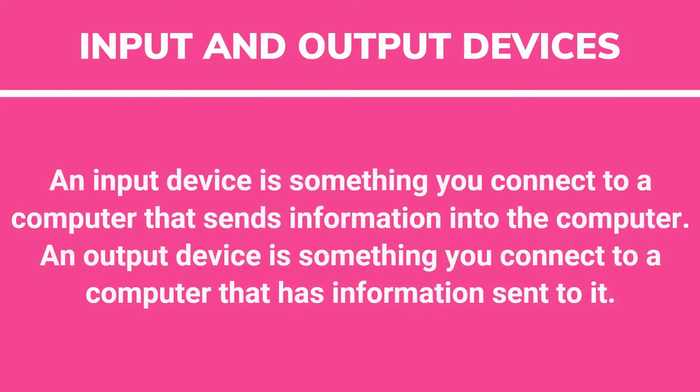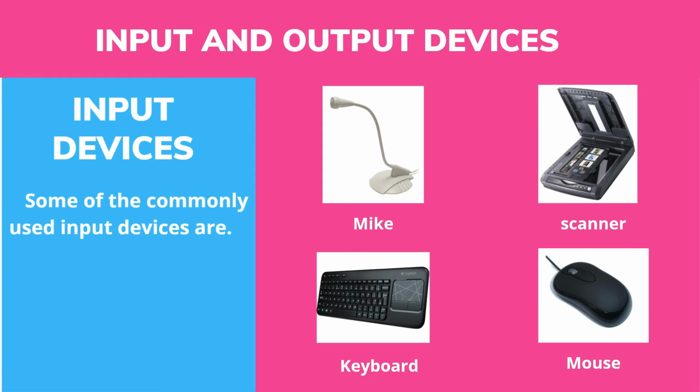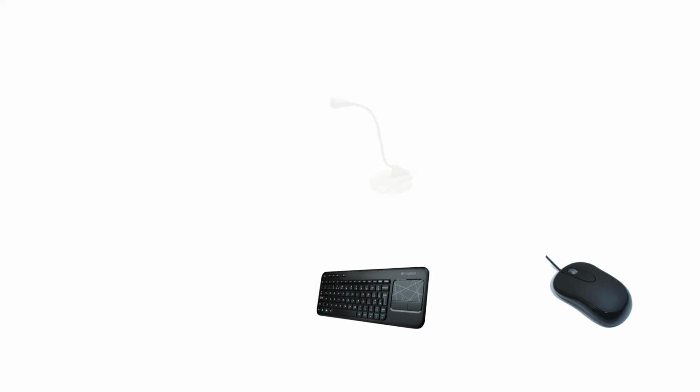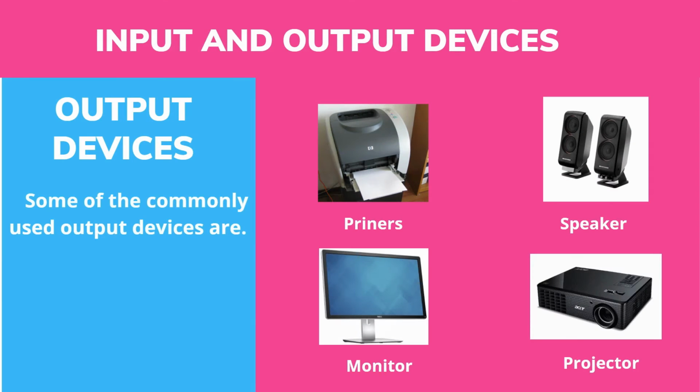Next, we will see some commonly used input and output devices. An input device is something you connect to a computer that sends information into the computer. An output device is something you connect to a computer that has information sent to it. Some of the common input devices we use daily are mic, scanner, keyboard and mouse. They all accept data from the users into the computer. Some of the commonly used output devices are printers, speakers, monitors and projectors. They all show the final output desired by the user after processing it.